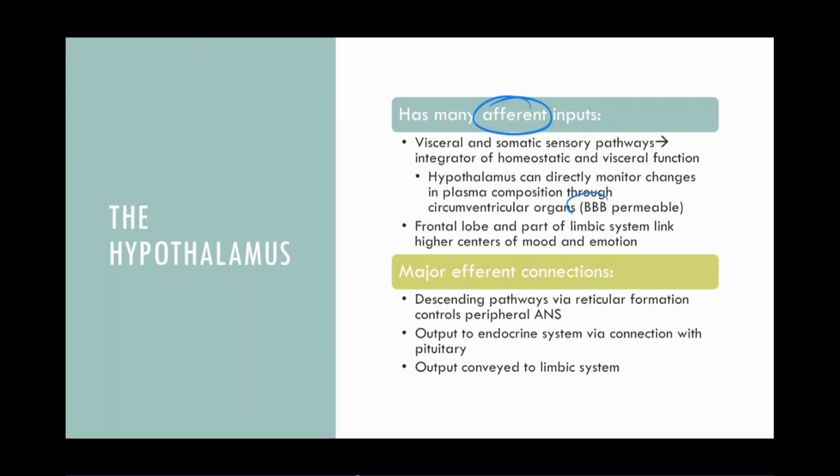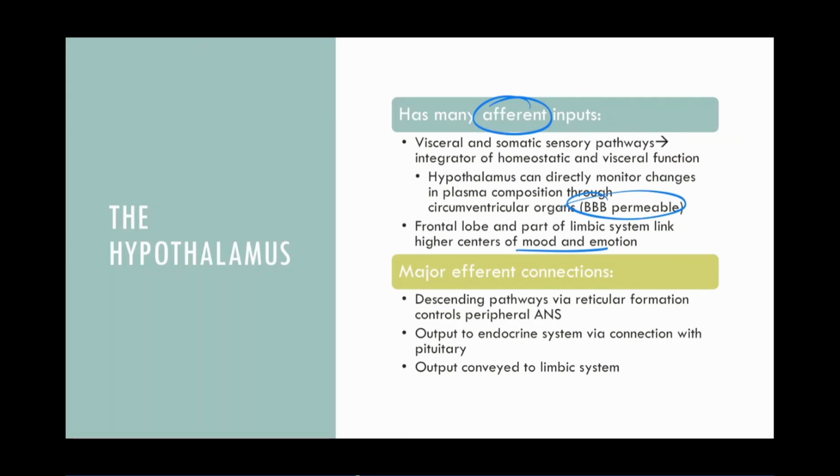Also has an open area here for the blood-brain barrier in the hypothalamus. We can sense the osmolarity of the blood, what the concentration of our blood is. With solutes, the hypothalamus can detect all that. The frontal lobe and part of the limbic system link the higher centers of mood and emotion. Your frontal lobe is your mood, your personality. That's who you are. So if you ever hear of a frontal lobotomy, what they do is they go through your nose and they scramble the frontal lobe so you don't have those crazy personalities or outbursts or whatever it is. That's what a lobotomy does.